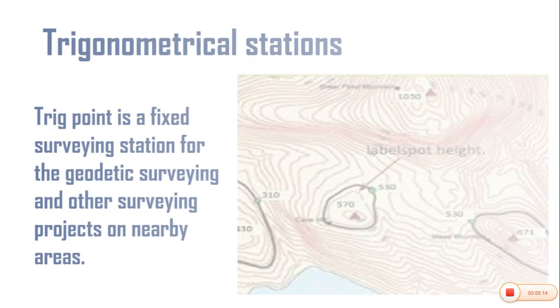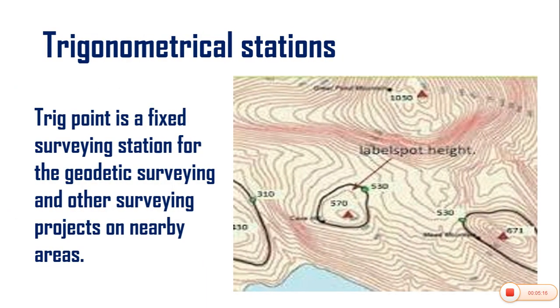Another feature we'll be looking at is the trigonometrical station. A trig point is a fixed surveying station for geodetic surveying and other surveying projects in a nearby area. This is a trig point. This is a trig point or trigonometrical station. They are used by surveyors for geodetic surveying or projects of an area of a particular topography.